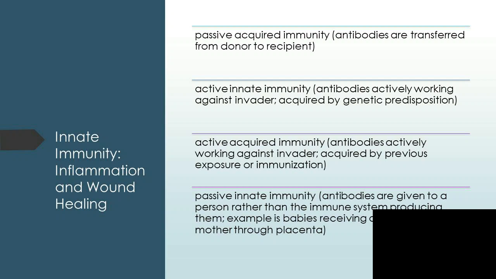Passive acquired immunity are antibodies that are transferred from donor to recipient. Active innate immunity are antibodies actively working against an invader and are acquired by genetic predisposition. Active acquired immunity are antibodies actively working against an invader and acquired by previous exposure or immunization. And passive innate immunity are antibodies given to a person rather than the immune system producing themselves. So an example is a baby receiving antibodies from the mother through the placenta.